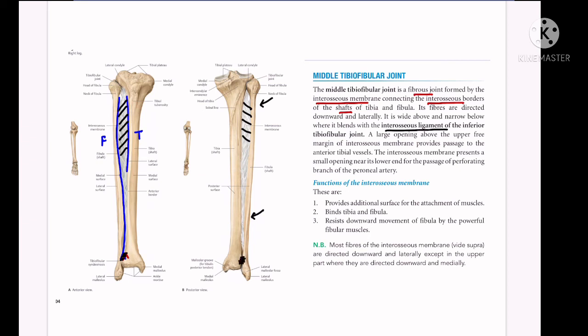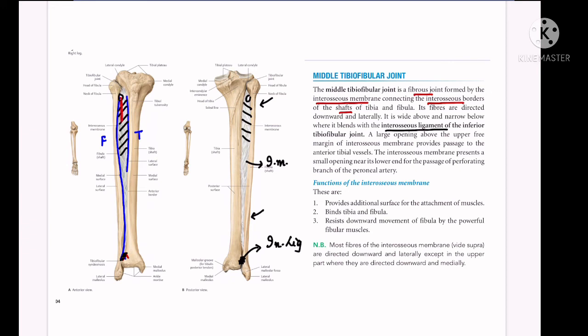Interosseous ligament over there. That means the interosseous membrane blends below with the interosseous ligament of the inferior tibiofibular joint. There is a large opening above the upper free margin of the interosseous membrane, which provides passage to the anterior tibial vessels.